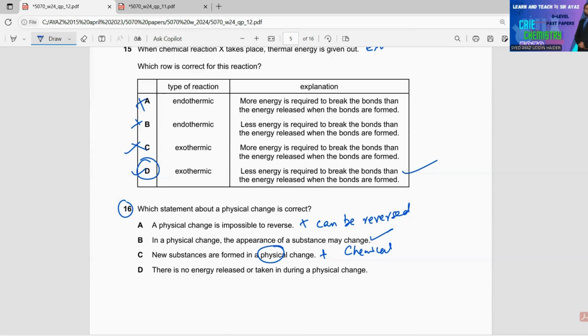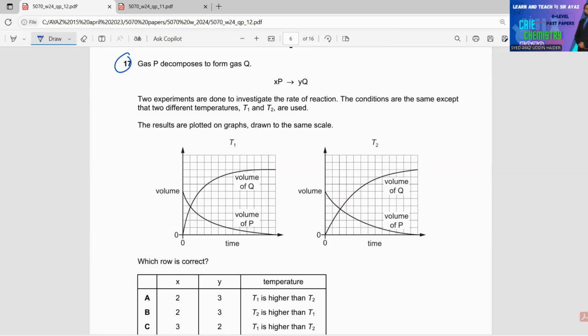D. There is no energy released or taken in during a physical change. There may be an energy change during a physical change. So this is also incorrect. B must be the right answer in this case.